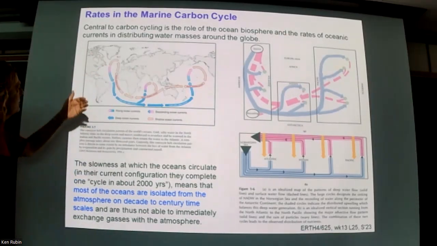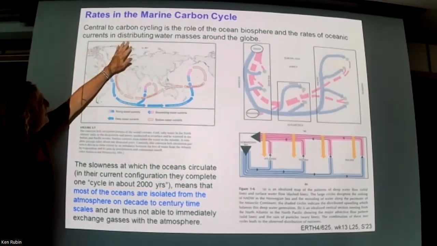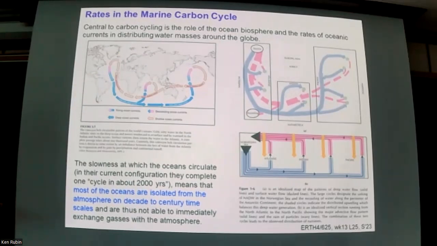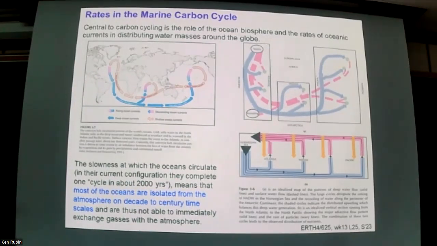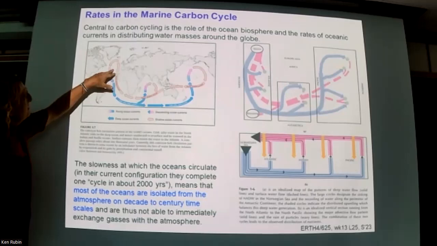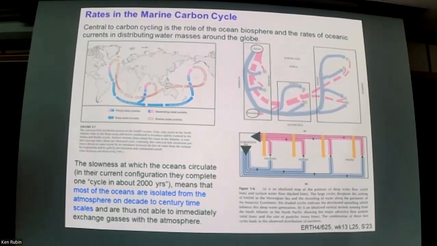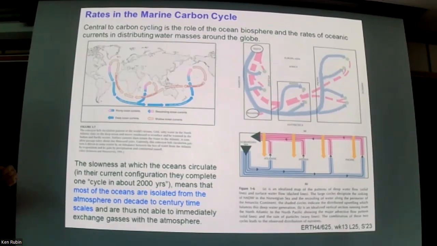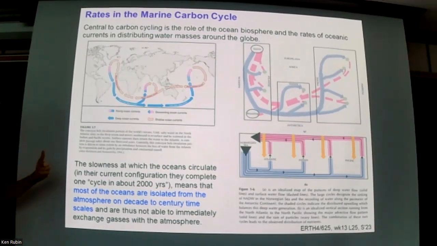Imagine during an ice age, when you put an ice sheet across here, this whole area is ice sheet. We slow down deep water formation in the North Atlantic. Now, this kind of circulation pattern in the North Atlantic is called AMOC, which is Atlantic Meridional Overturning Circulation. So we think that that overturning circulation goes down.